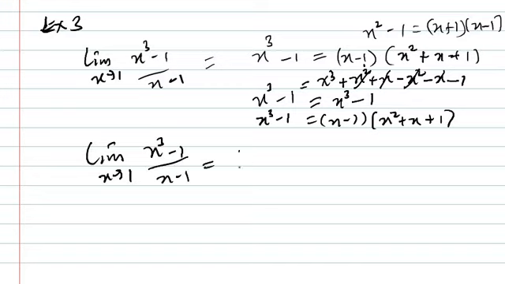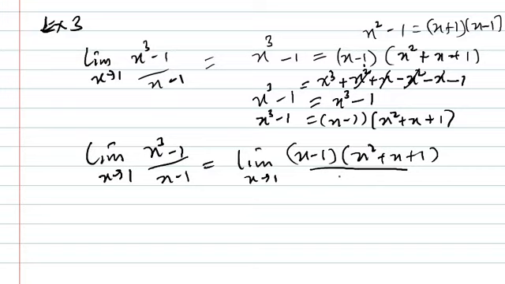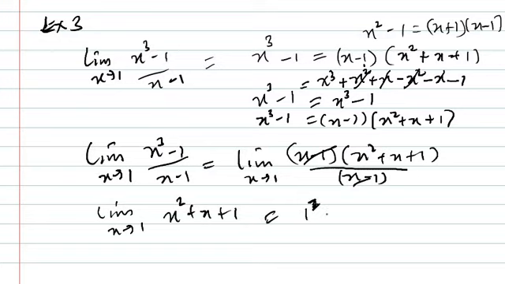Which is the limit as x approaches 1 of x minus 1 times x squared plus x plus 1 all over x minus 1. So x minus 1 cancels x minus 1. We end up with the limit as x goes to 1 of x squared plus x plus 1. So we have to substitute x equal to 1, which is 1 squared plus 1 plus 1, which is equal to 3. So 1 plus 1 plus 1 gives us 3.